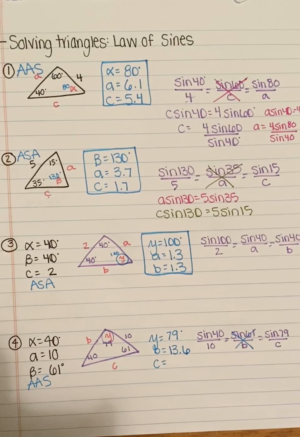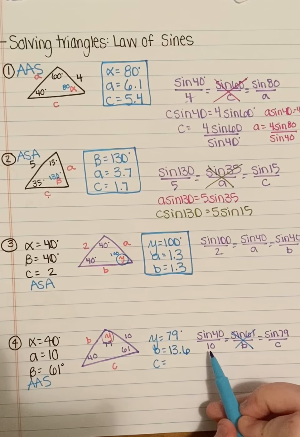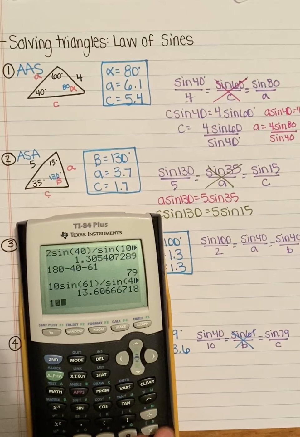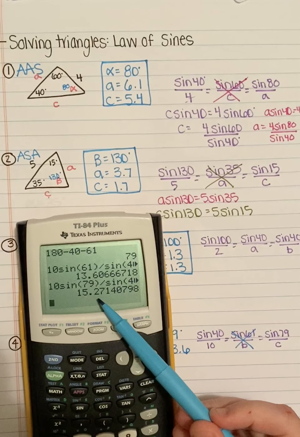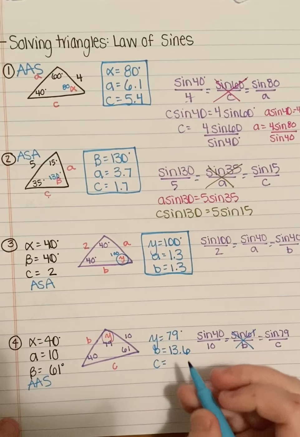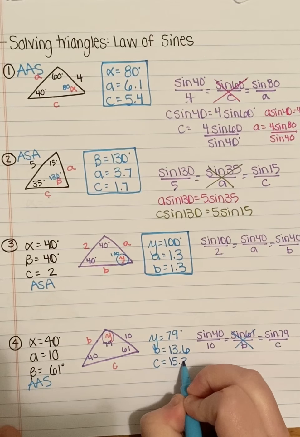All right, to solve for C, I'm going to cover this one up and use the first one and the last one right here. And in my calculator, I'm going to type in 10 sine 79, everything that I know right here, and then divided by the sine of 40. So 10 sine 79 divided by the sine of 40. And this side right here is 15.3 because this 7 is going to bump that 2 up to a 3. So this right here becomes 15.3.